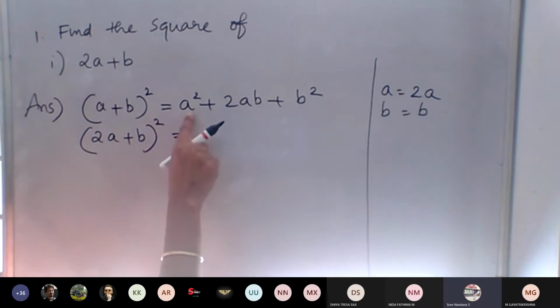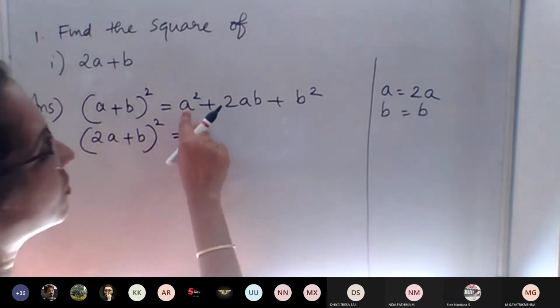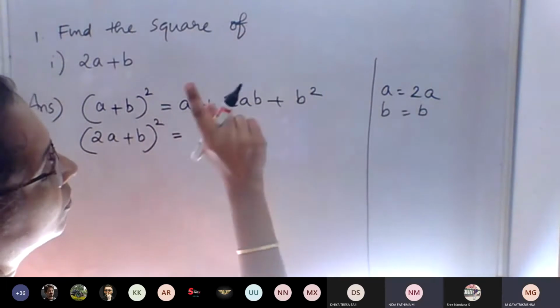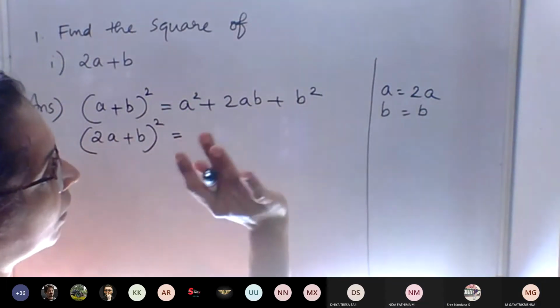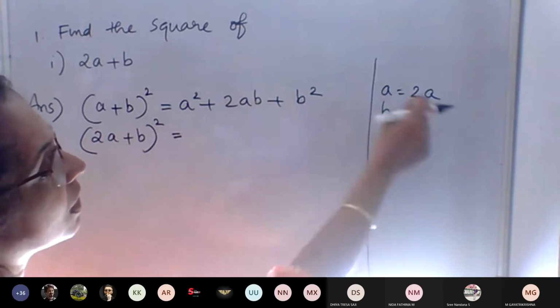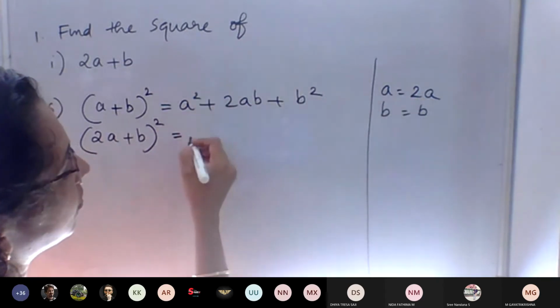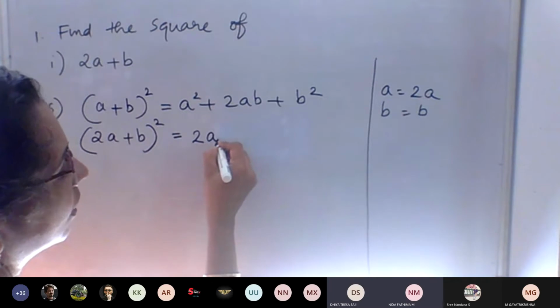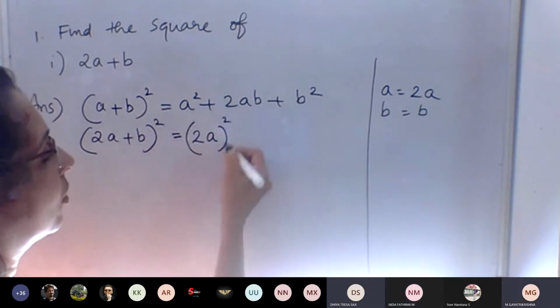So a square. Here, instead of a, we want to replace it as what? Don't write now, first listen. I will give you time. Same model only, we have to do. That's why a means here 2a. So a square means what we have to write here? 2a, 2a whole square.